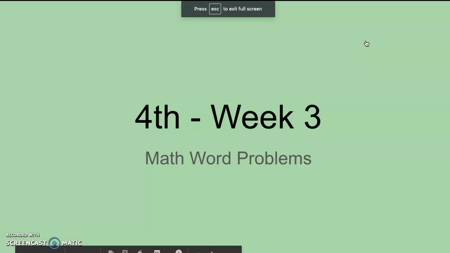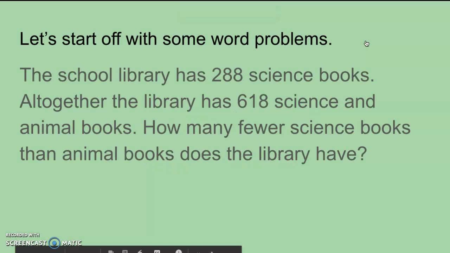All right, so let's start off with this one. The school library has 288 science books. Altogether, the library has 618 science and animal books. How many fewer science books than animal books does the library have? All right, so the key word here is fewer. So think about what operation you would use. Would it be addition or subtraction? All right, you can pause the video right now and take a moment to solve your work.